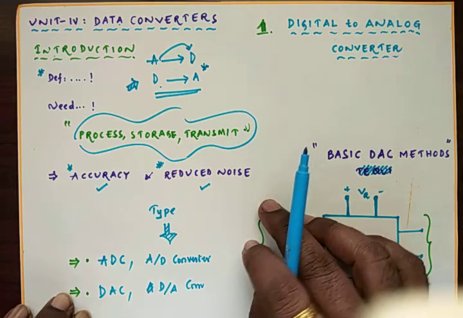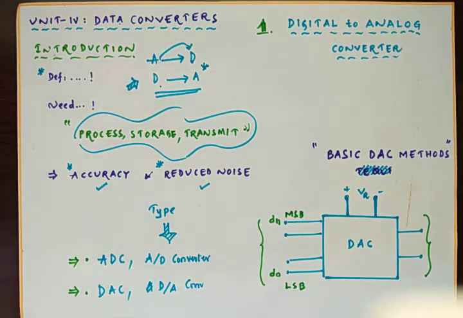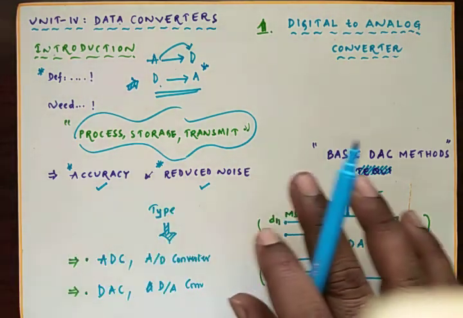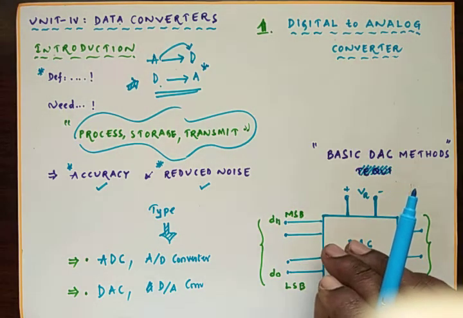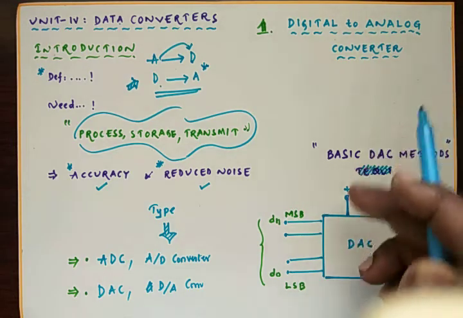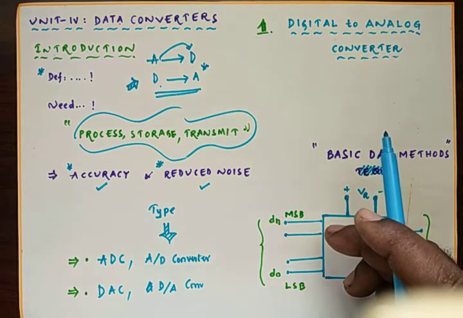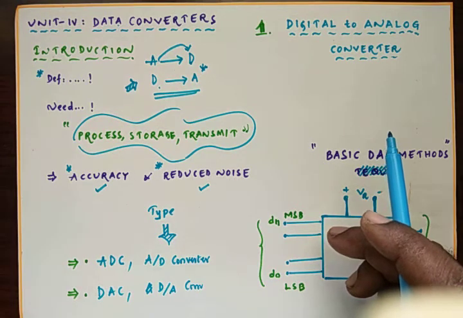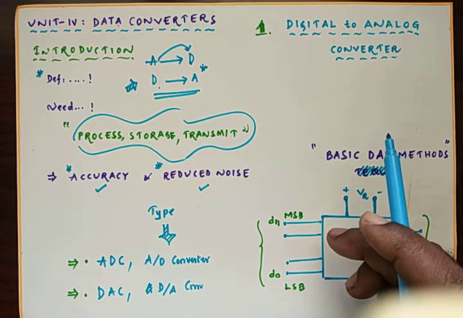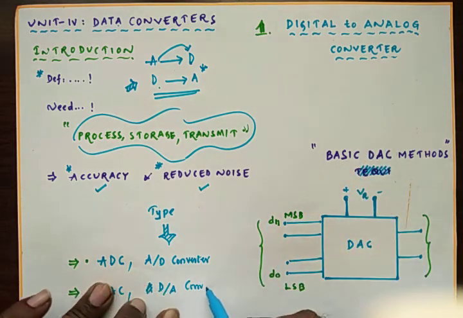So now the digital to analog converter definition is very simple. It is an integrated circuit. It is one form of data converter which converts the digital form of data into the analog form. A converter which converts the data from digital to analog form is called a digital to analog converter. It is also abbreviated as DAC, and it is also called a D by A converter.